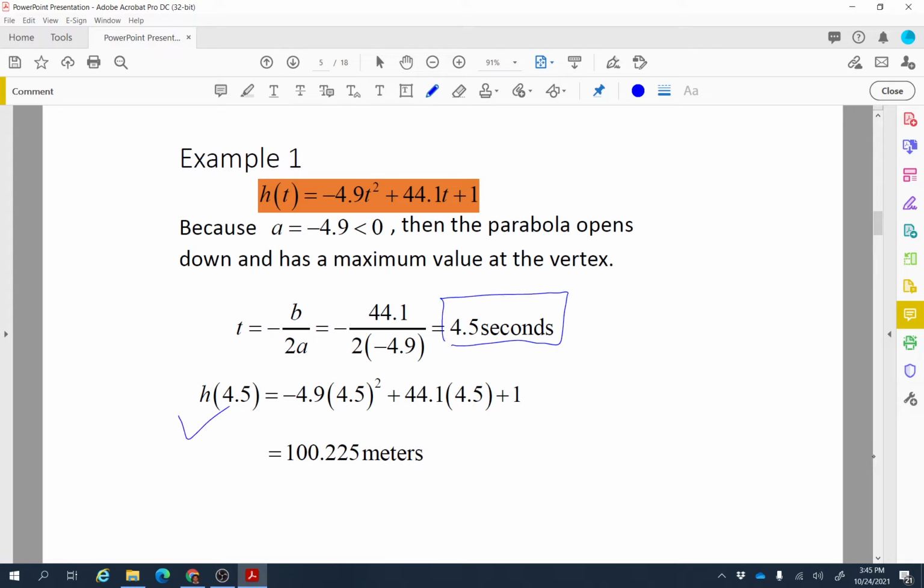And the height function at that time: just plug in t equals 4.5 seconds here. That will give you 100.225 meters. So the rocket will be at maximum height, which is 100.225 meters, when the time is 4.5 seconds.